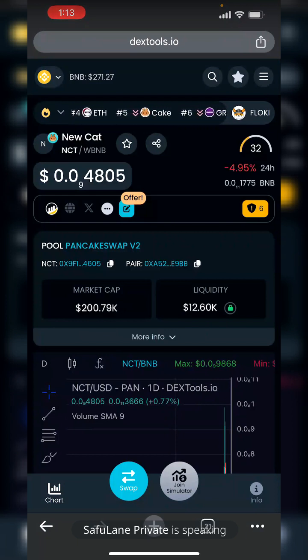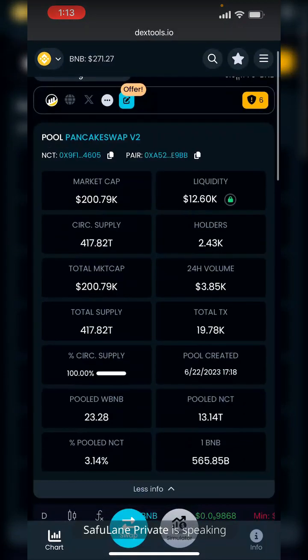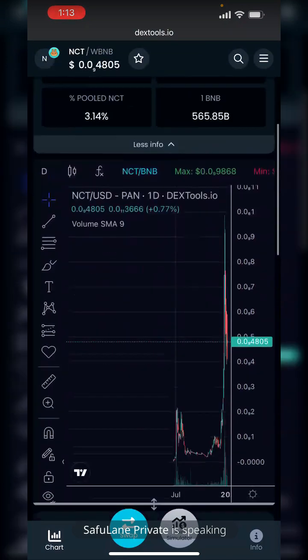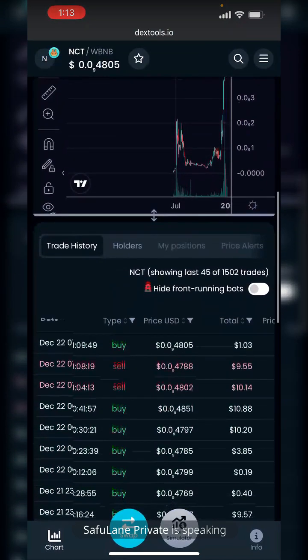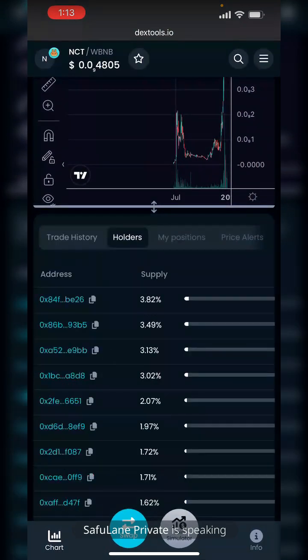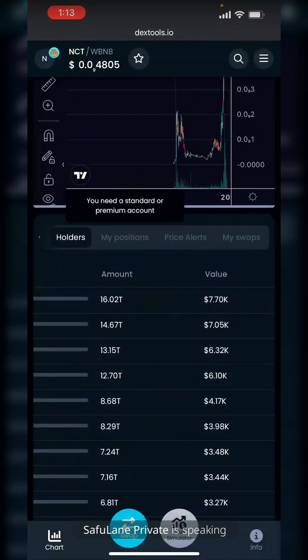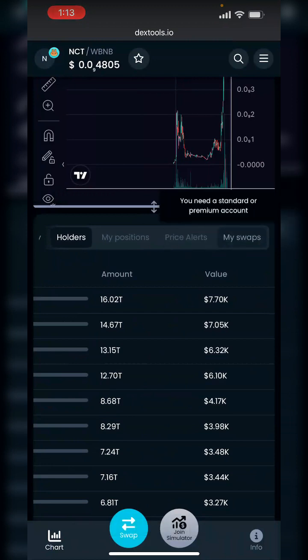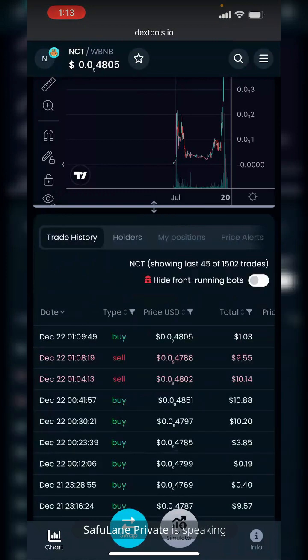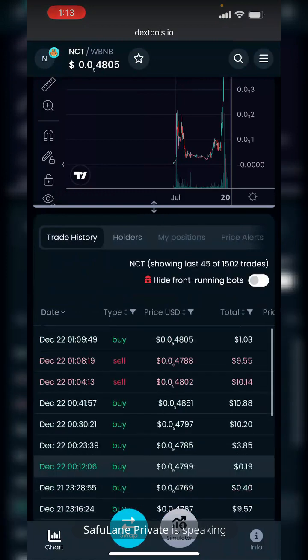Basically, Dex tools gives us the ability to check market caps, 24 hours volume, total transactions, and when I go down, I can see history, orders, which is good. I can check my position, and price alerts in case I have the premium version. I can check some other information about my accounts here. But we need to do more.